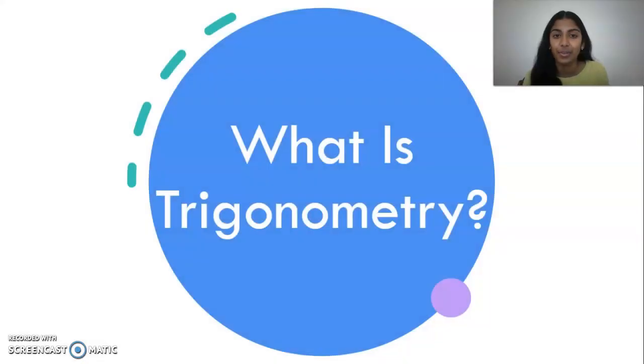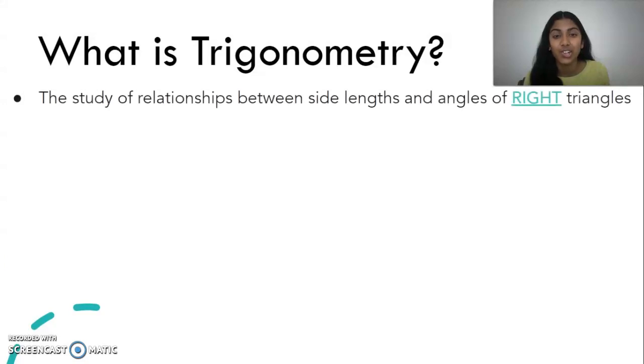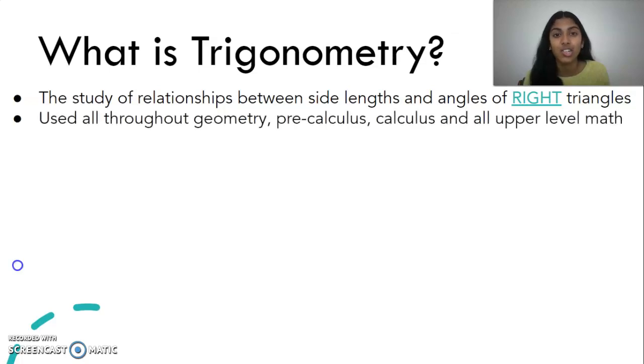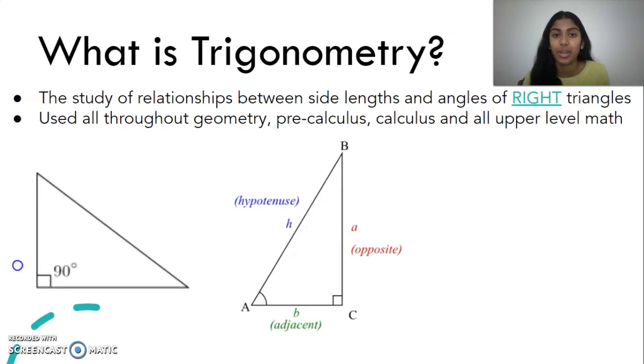So what is trigonometry? Trigonometry is the study of relationships between side lengths and side angles of right triangles. It is very important to realize that trigonometry will only work with right triangles. Trigonometry is also used all throughout geometry, pre-calculus, calculus, and all upper-level math, so this concept is very important to understand. Take a look at these triangles below. Notice that they are all right triangles, and that is signified by the perpendicular lines and the 90-degree symbol in the corner.